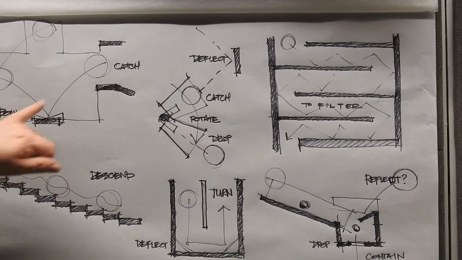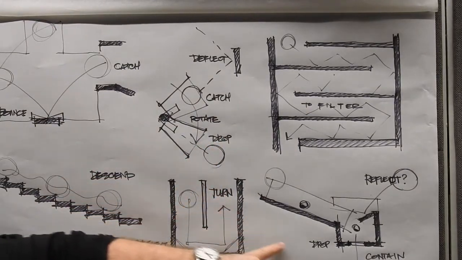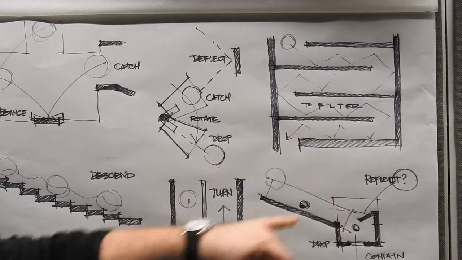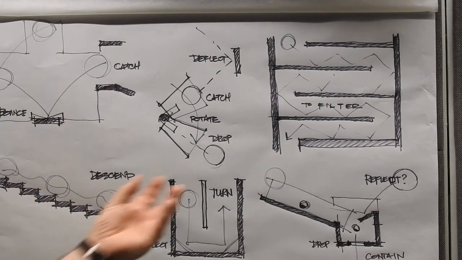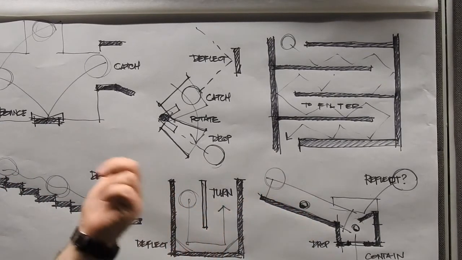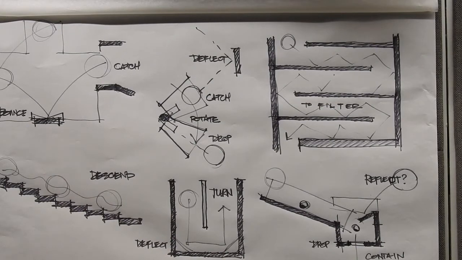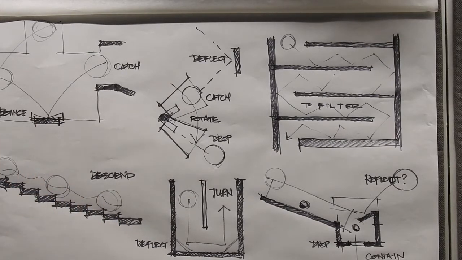And I've written the words in here: bounce, catch, deflect, catch, rotate, drop, descend, deflect, turn, drop, contain, reflect, filter. Different verbs from the list that could become interesting things for the ball to do, whether that be the steel ball or the foam ball. And so over the next couple of days, you'll build a series of small study models that test what that ball can do. A reflection, a drop, a trapdoor, a hinge, something interesting.